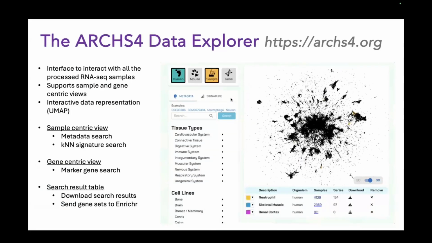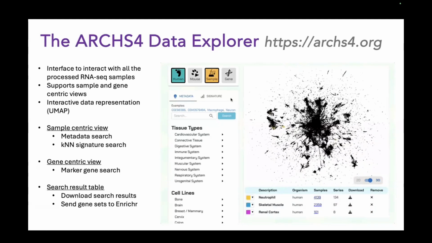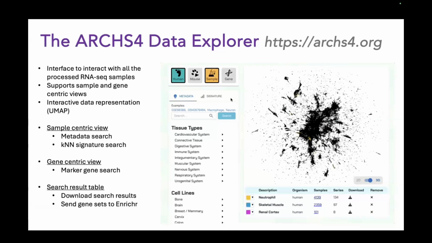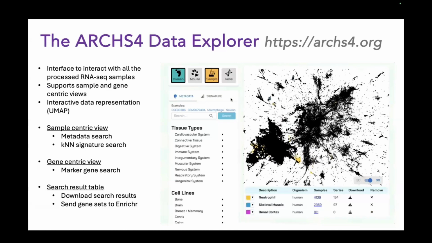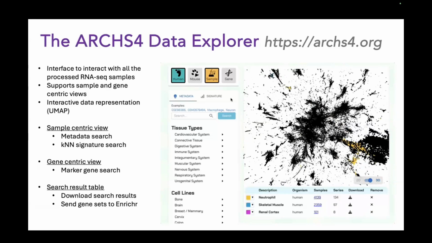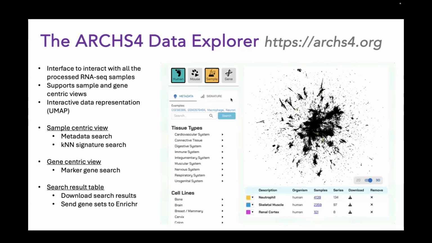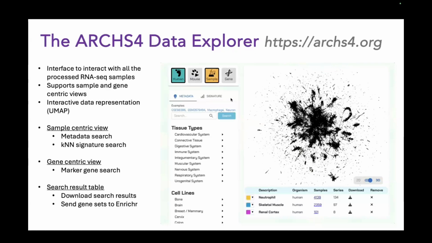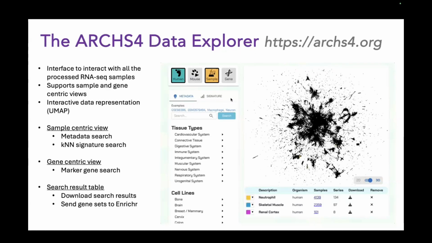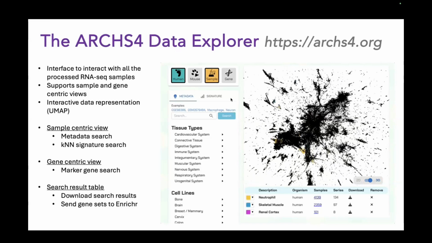So this is what it looks like, and if you know the old website, you can see that it looks very similar to the old version, and this is by choice. I wanted it to not look completely different, but it should be more performant and add additional features. So the Explorer has two views. It has a sample-centric view and a gene-centric view, and you can toggle that in that menu between sample and gene, and you can toggle between human and mouse.